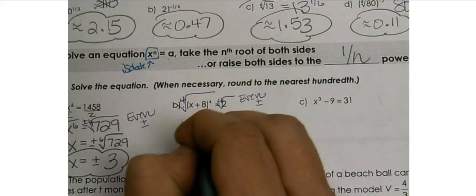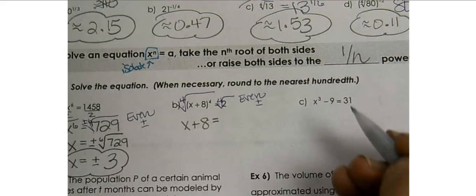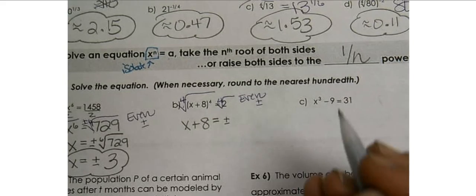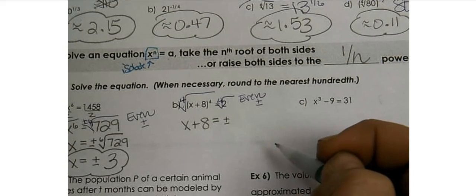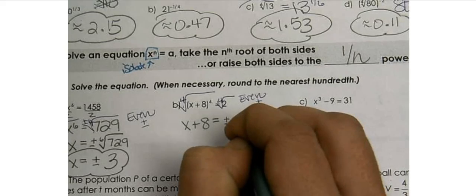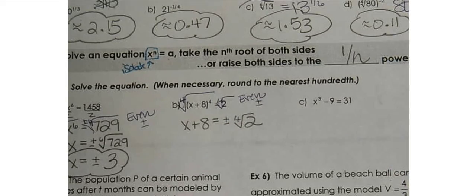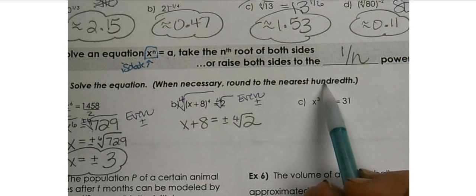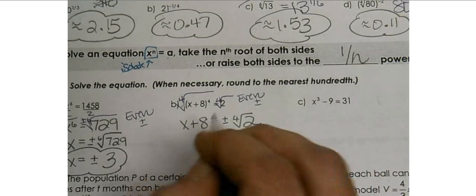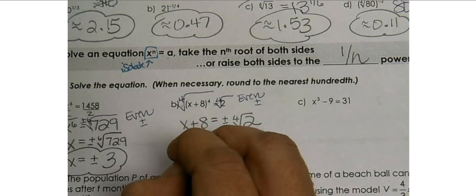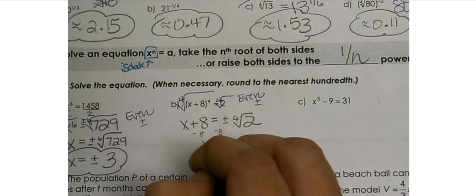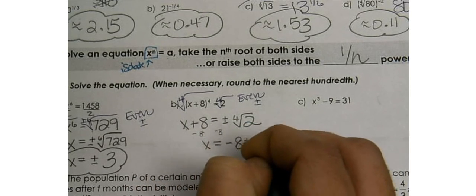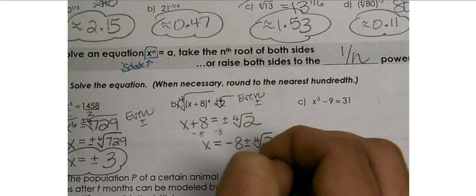This cancels, and I get just x to the 8th, and I have plus or minus the 4th root of 2. Well, that's not something we can do, so let's just leave it as the 4th root of 2. I know it says to round. I'm not going to do that till the end, you guys. So I'm going to isolate x, and I need to do that by subtracting 8. And so I get x is negative 8 plus or minus the 4th root of 2.